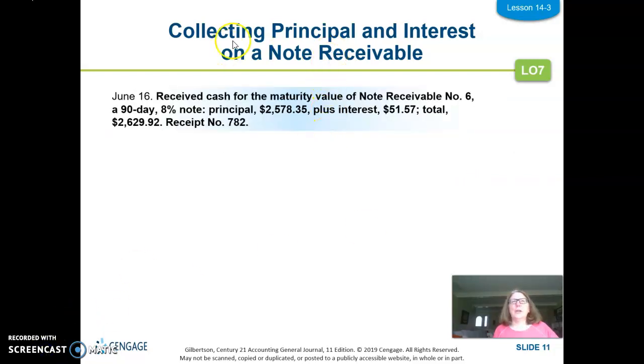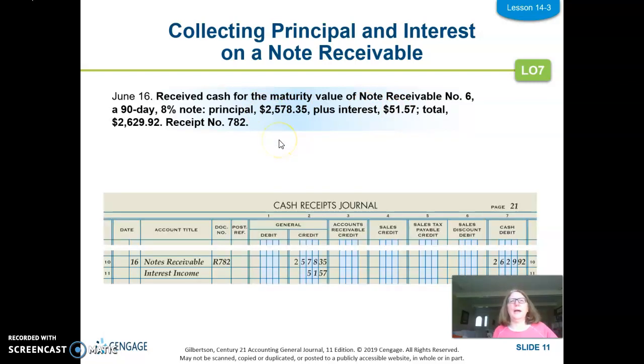So our second transaction is collecting principal and interest on a note receivable. So on June 16th, we got the maturity value of that note. The principal was $25.78, and we got interest of this much. So we know we're getting cash for the sum of these. If we receive cash, we debit cash, and I'm going to credit interest income for that, and I'm going to credit the note receivable for that principal amount.